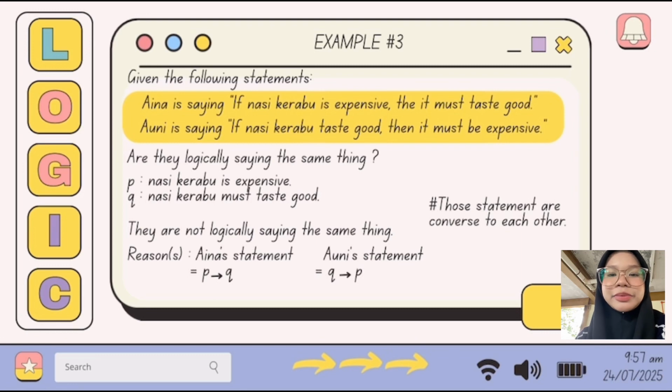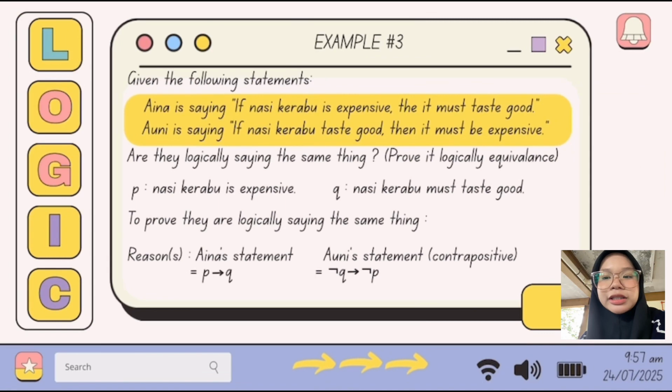Let us define P as nasi kerabu is expensive and Q as nasi kerabu tastes good. Aina's statement can be written in symbolic form as P implies Q, meanwhile, Auni's statement can be written as Q implies P. Here, we can see that Auni's statement is the converse of Aina's statement. In logic, a statement is not necessarily equivalent to its converse. For two statements to be logically equivalent, one must be the contrapositive of the other.